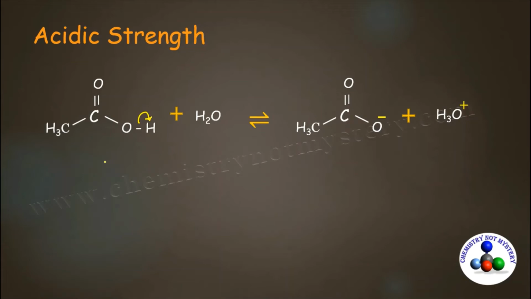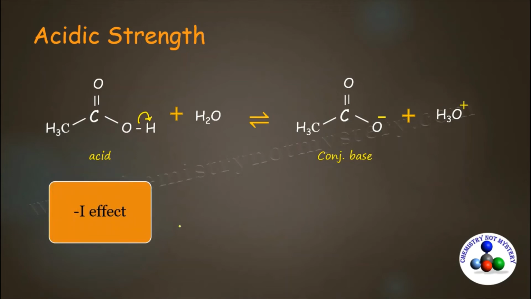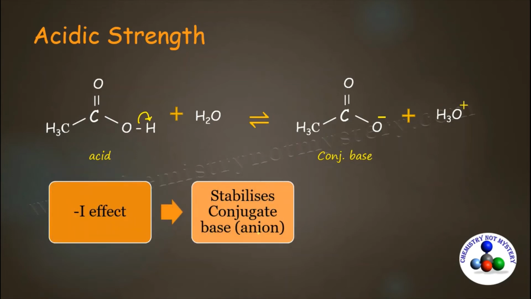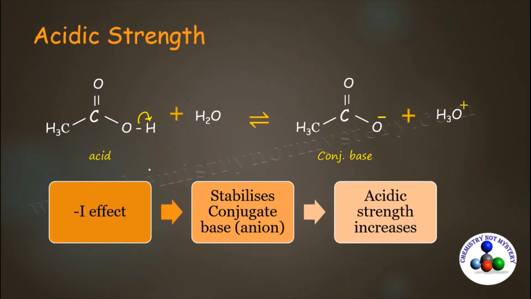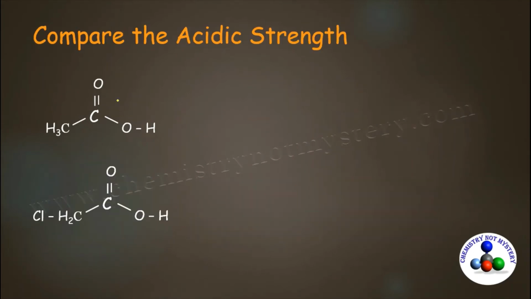According to Bronsted-Lowry acid-base theory, this is an acid, so after losing the proton, it will form its conjugate base, and the more stable the conjugate base, the stronger will be the acid. Inductive effect stabilizes the conjugate base or anion, hence it increases the acidic strength of an acid. So let's take one more example.